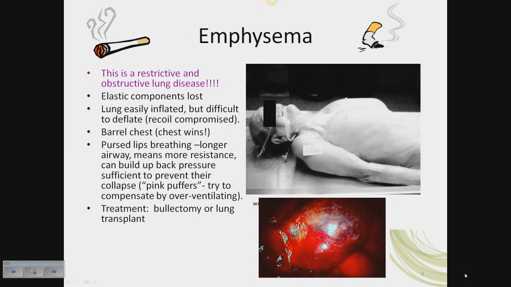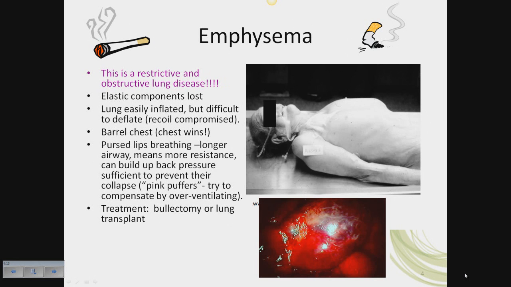So the elastic components are lost. The lung is easily inflated. There's a barrel chest. It's overly compliant. And the recoilability is compromised. So the chest is winning. The chest gets to go outward.